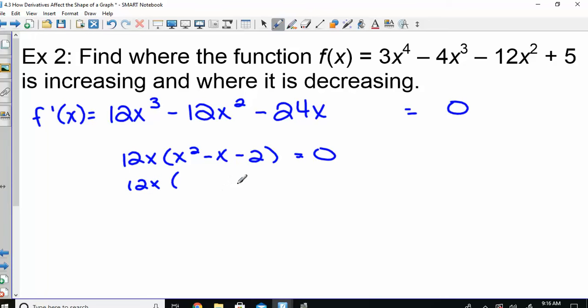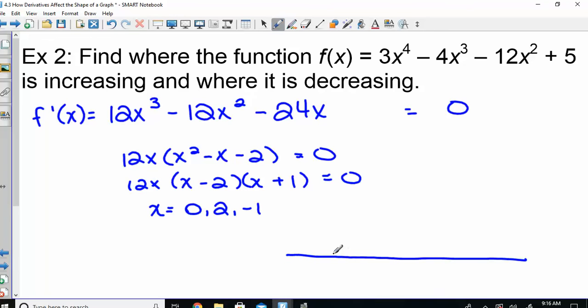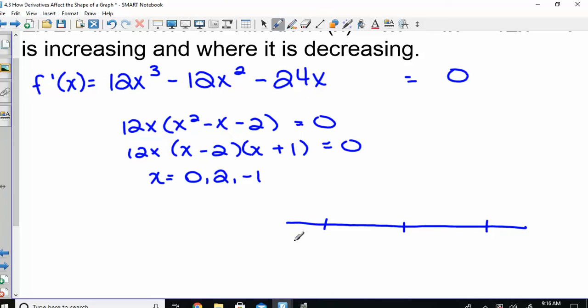And we could do the box method. So x squared breaks into x and x. Multiply to negative 2 and add to negative 1. Okay, how many critical points do we end up with? 3. What are they? Let's plot these things on our sign line. You have to go in increasing order, so negative 1 goes first, then the 0, and then the 2.